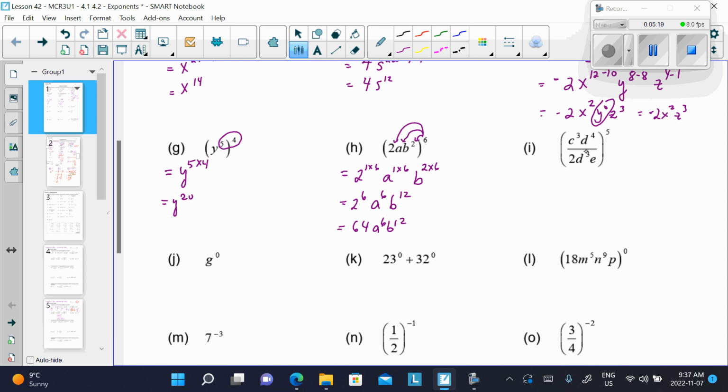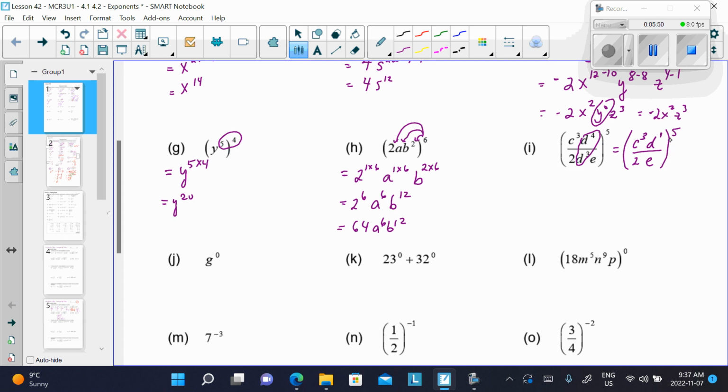Question I. Same kind of idea. You have a couple of choices here. You could simplify the d's, right? So you could do division. Okay, subtract the exponents to simplify it a little bit. Why don't we do that actually? I might do that first. So we have c cubed, d4 and d3. We're going to subtract. That's going to just give us d1. And then at the bottom we have an e and a 2.